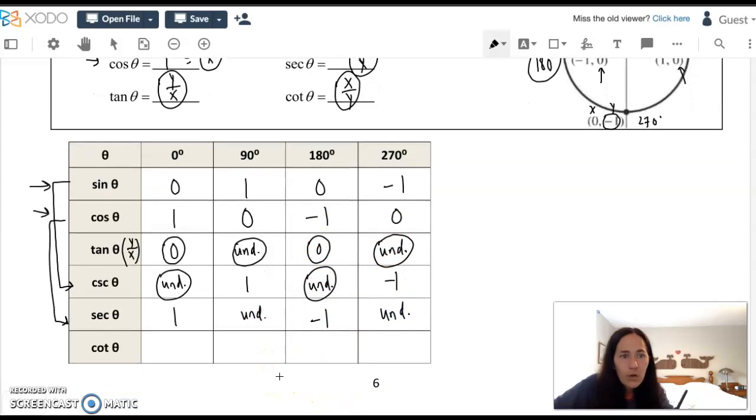And cotangent, you know what? I'm going to keep going with this reciprocal idea. I'm going to flip these things here, and when we get to the undefineds, we'll just have to think a little harder about that.